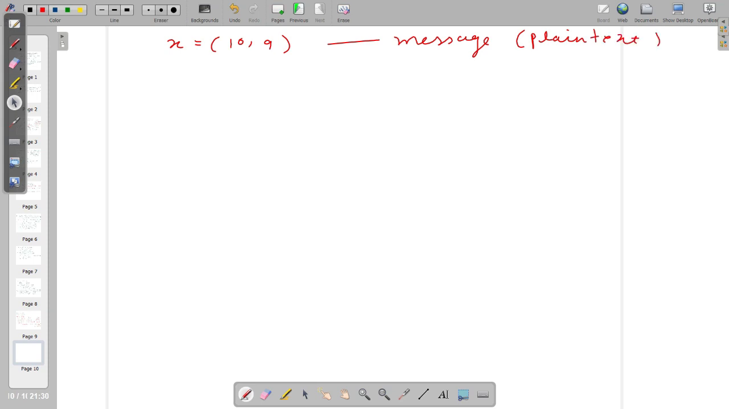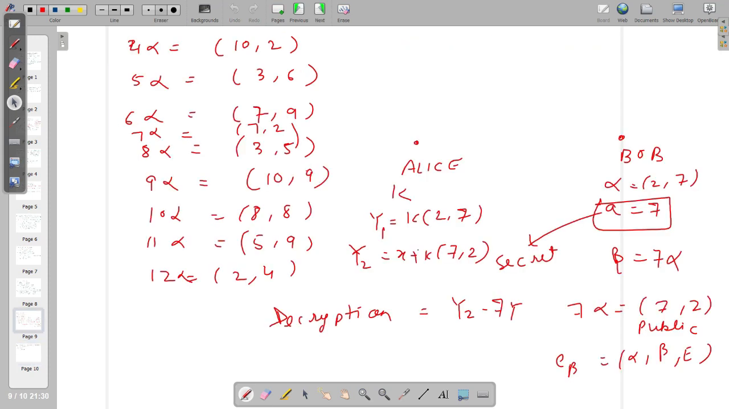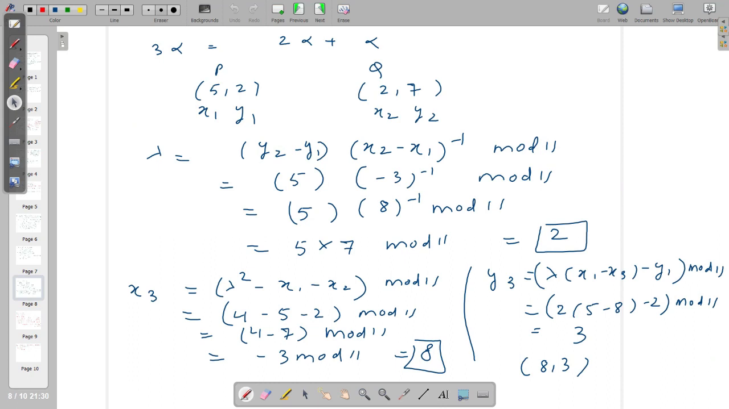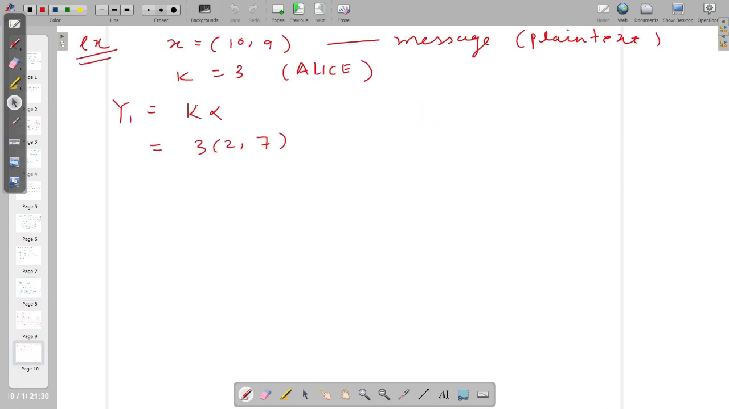Fine. Now the K selected by Alice is 3. Alice is going to select this K. This is an example. Now y1 is going to be alpha to the power K. So we can say that y1 is going to be K alpha because the operation is addition. So it is going to be 3 times 2,7, which is 3 alpha, and the value of 3 alpha we just found is 8,3. So it comes out to be 8,3.